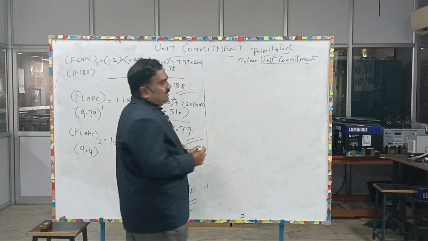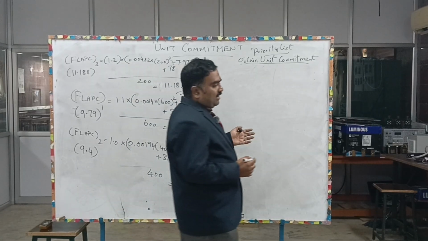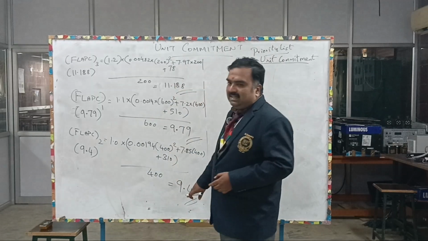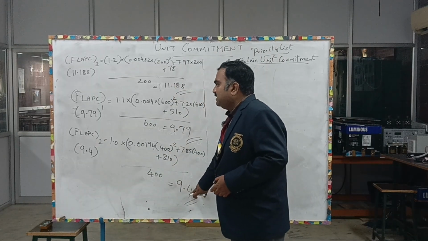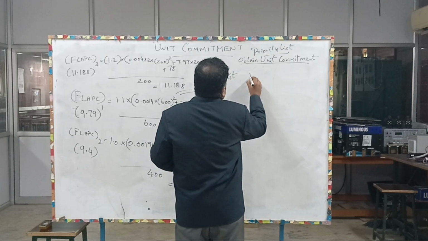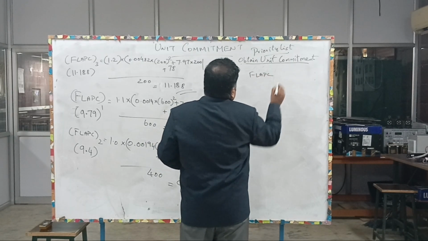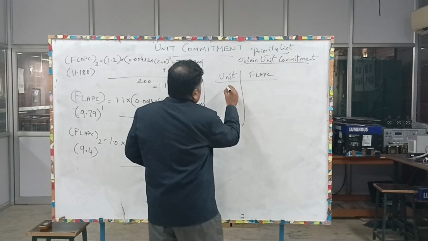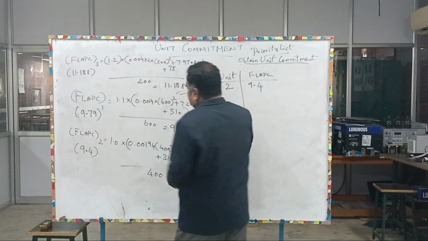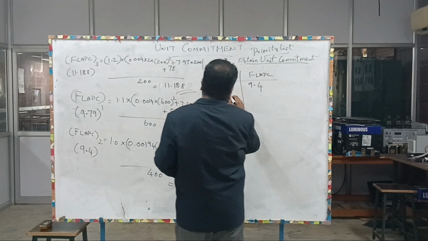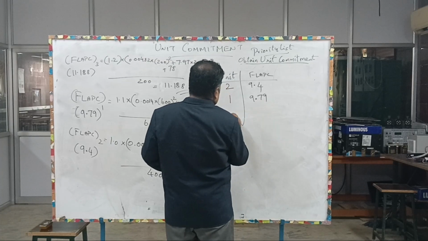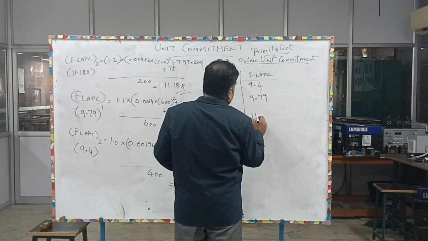So, the next step is you have to arrange these units in the ascending order of FLAPCs. Which is having the lowest FLAPC? It will be obviously unit 2, which is 9.4. So, this is going to be your unit and this is going to be your FLAPC. So, this will be unit 2 with an FLAPC of 9.4, followed by unit 1, which has an FLAPC of 9.79, followed by unit 3, which has the highest FLAPC.